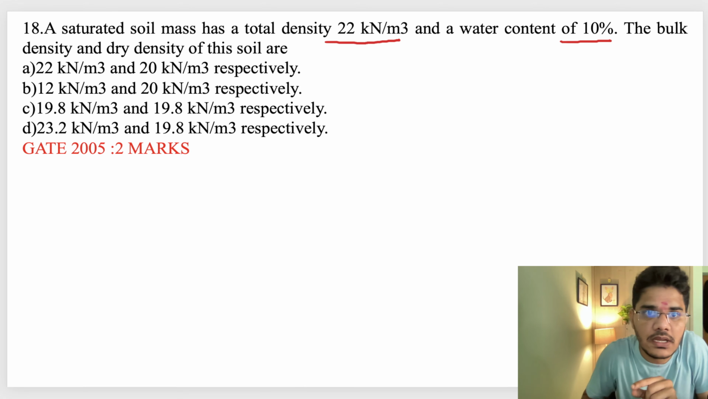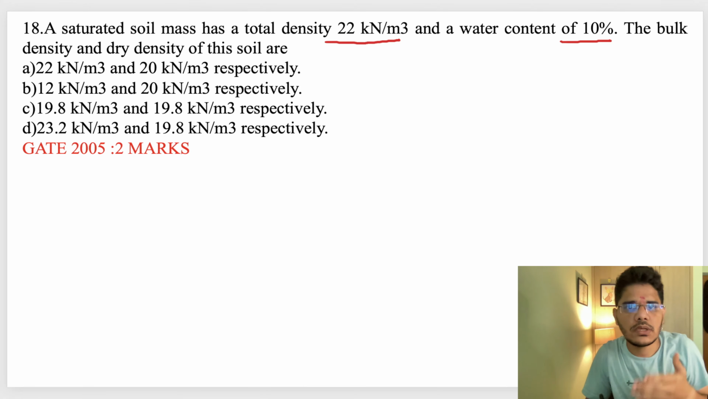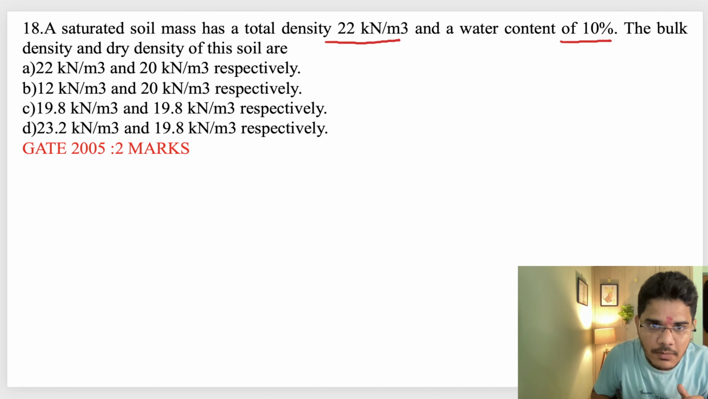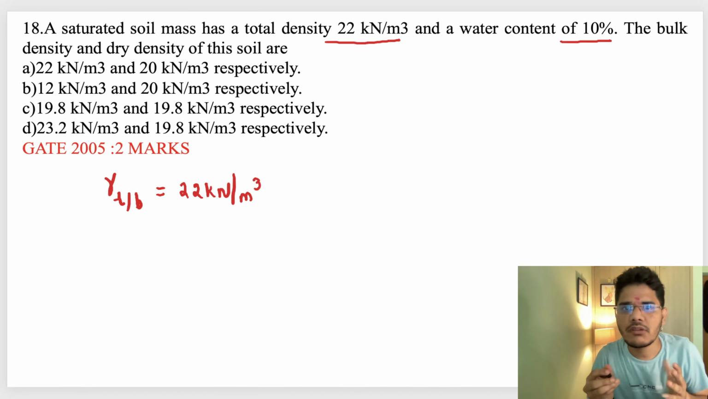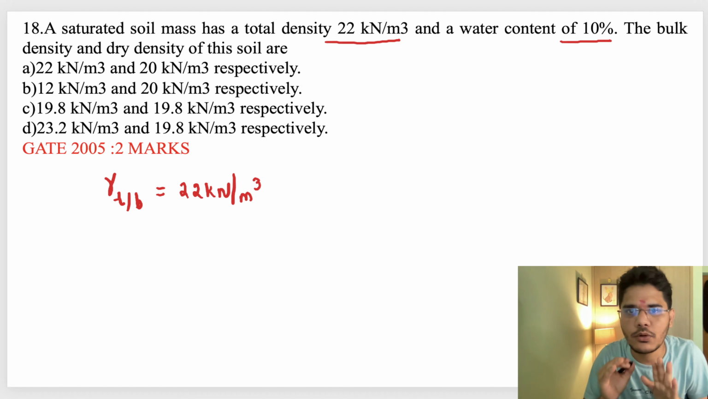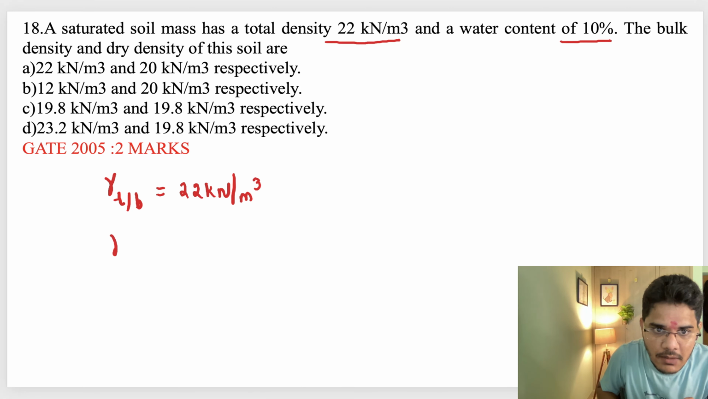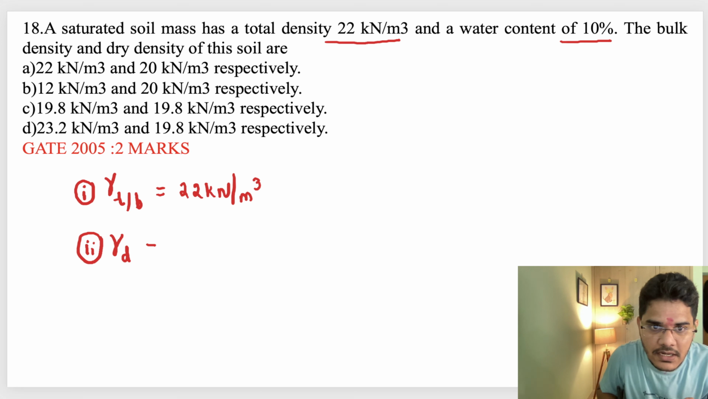So the bulk density and the dry density of the soil are asked. Here directly the bulk density is given. This total density is nothing but gamma T or gamma B, equal to 22 kilonewton per meter cube. So we are not required to find the bulk density again because it is already given in the problem directly. Total density is nothing but the bulk density of the soil. And coming to the next one, gamma D. So dry density we have to find out.